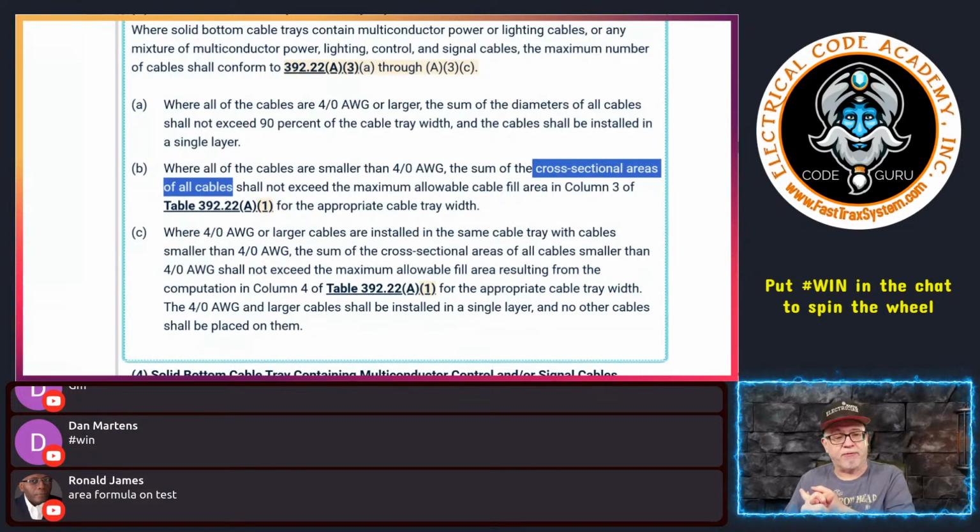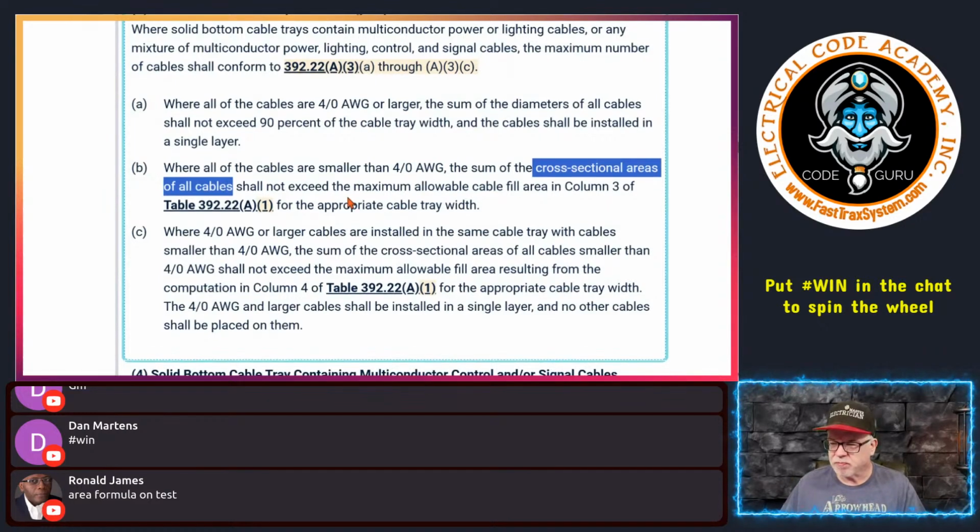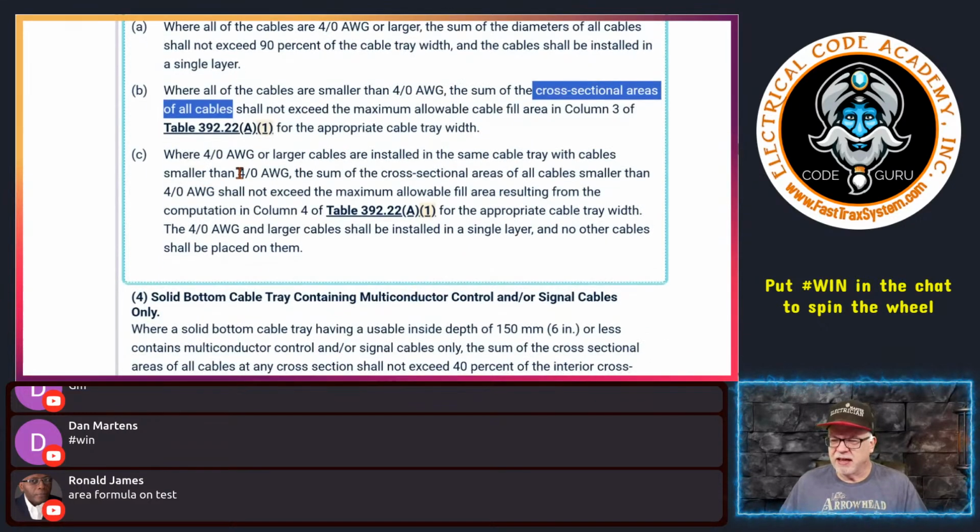Then I can use one of the formulas to calculate what the cross-sectional area would be of that cable, and then I can easily see whether or not I'm okay within the fill, that type of thing. Does that make sense? All right.